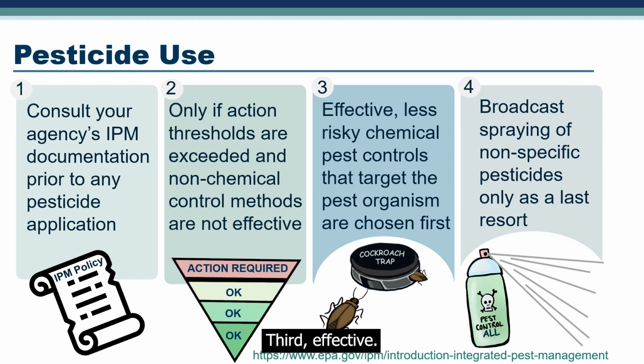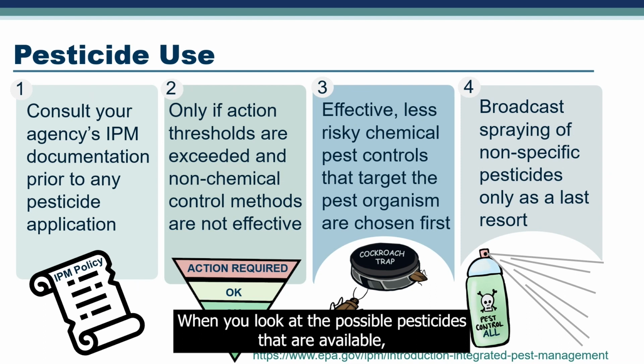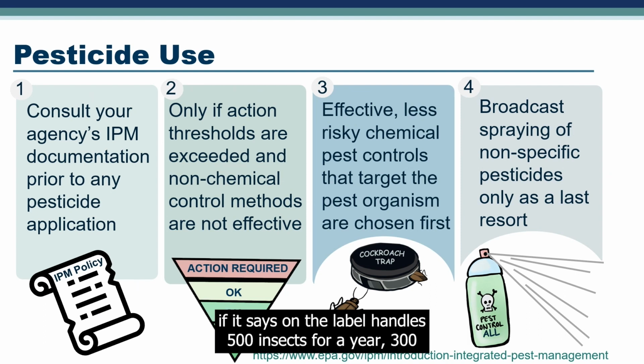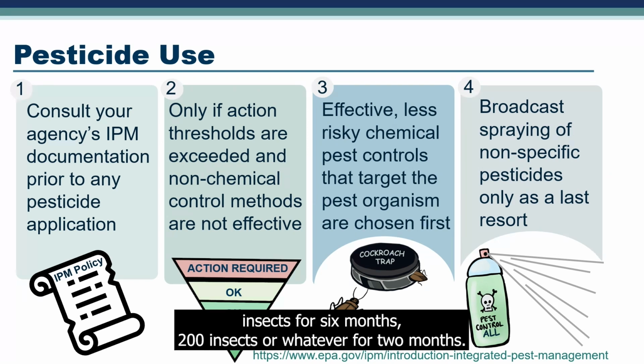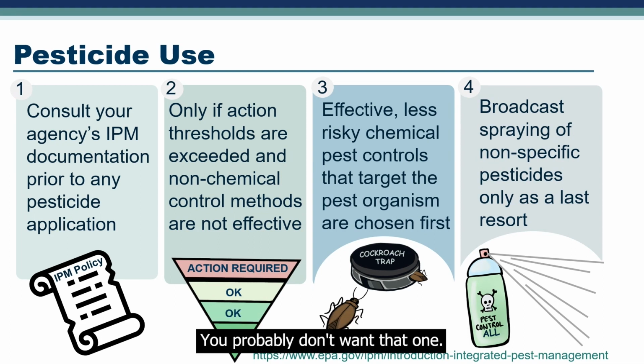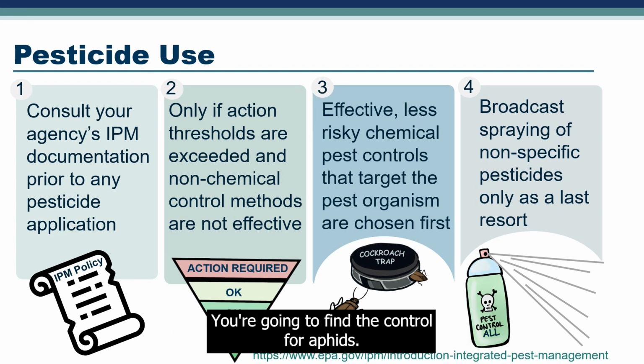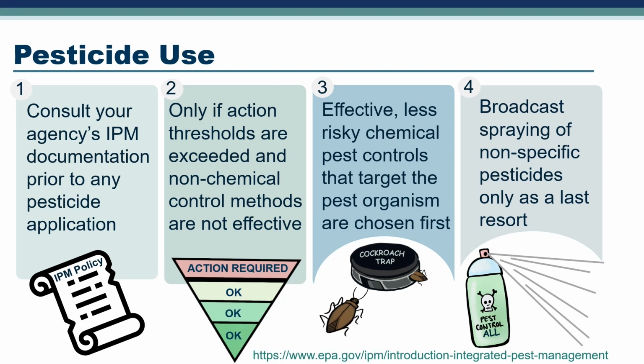Third, effective, less risky chemical pest controls that target that guy are chosen first. When you look at the possible pesticides that are available, if it says on the label handles 500 insects for a year, 300 insects for 6 months, 200 insects or whatever for 2 months, you probably don't want that one. You have a problem with mice, you're going to find the control for mice. You have a problem with aphids, you're going to find the control for aphids.